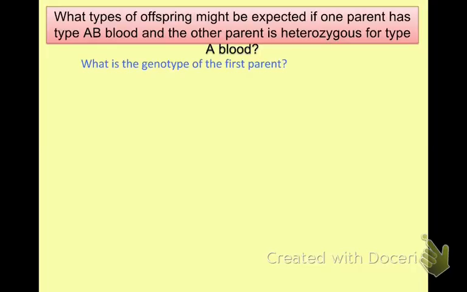So what is the genotype of the first parent? We just said it was AB. The genotype of the second parent is AO. That's the only way you could be type A and heterozygous, is if you got O from one of your other parents. Like you have 6 parents, I don't know.